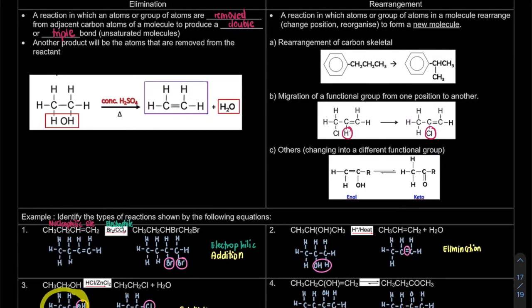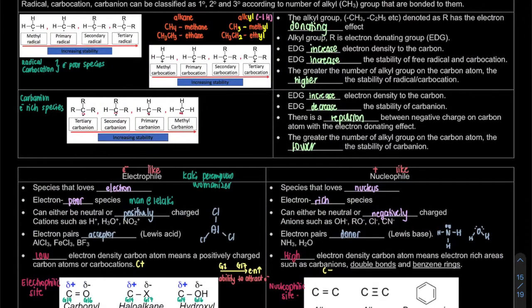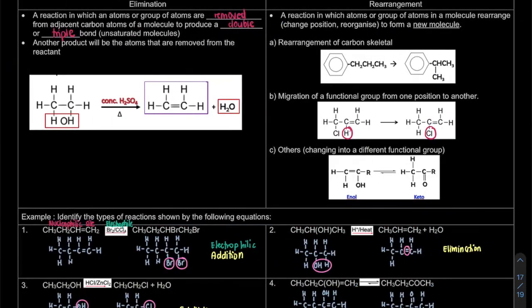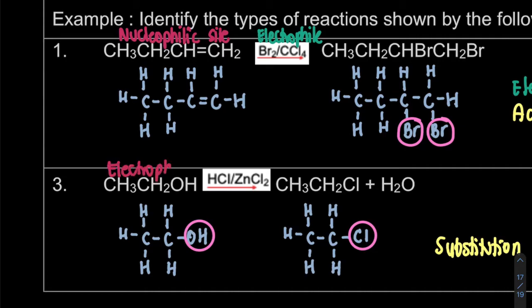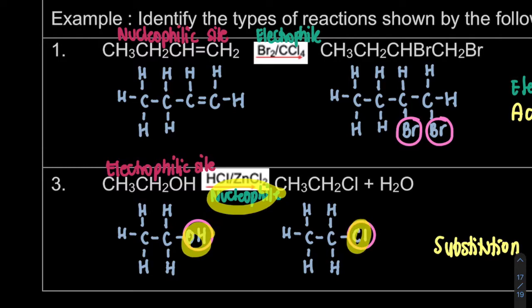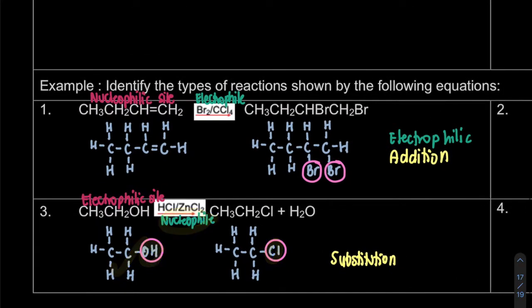So here is actually our alcohol. So alcohol ni, kita tengok dekat sini. Is it nucleophilic side ataupun electrophilic side? Alcohol ataupun our hydroxyl, the functional group is actually electrophilic side. So I'm just going to write down, this is my electrophilic side. So it means that my HCl, ZnCl2 ni, kalau ini electrophilic side, ni nucleophile kita. Okay, so since nucleophile is being substituted into this reactant, this reaction is a nucleophilic substitution.